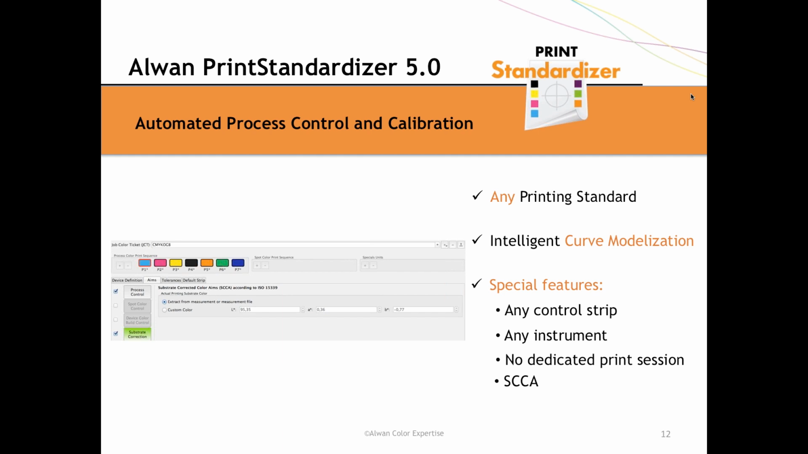A very important point is the SCCA. This abbreviation is used to make sure that the color white of the paper is being adapted in the calibration. So the right pronunciation is substrate corrected control aims. So this is part of the new ISO 15339 standard and is already in our products and can be used to cater for different paper whites.